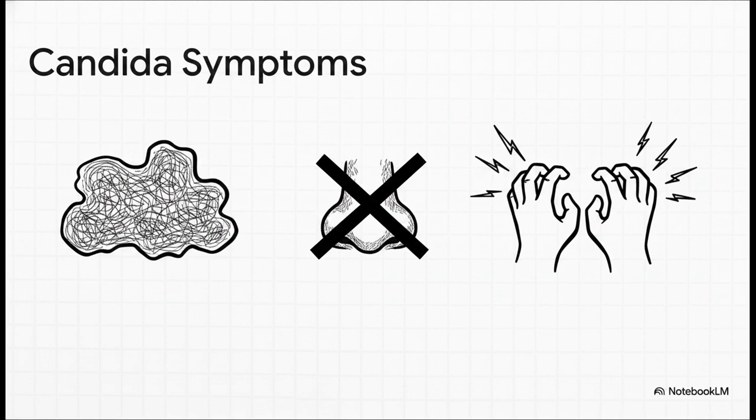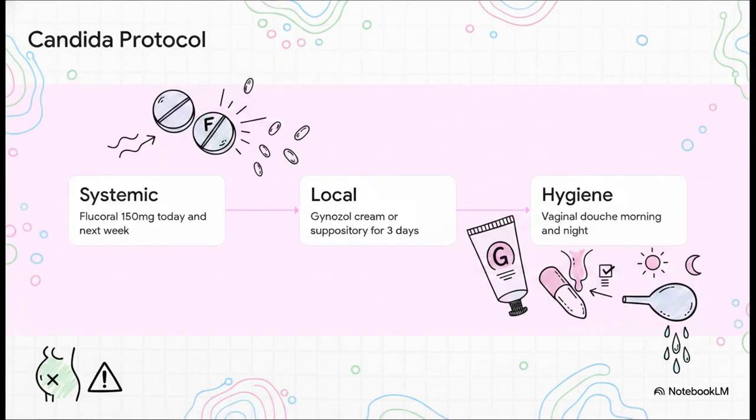I want you to anchor that sensory memory in your mind right now. Cheese-like and odorless. But the real hallmark symptom here, the thing that's actually driving the patient into your clinic, is intense, severe itching. Remember, a white, clumped discharge with severe itch, zero foul odor, and a normal pH under 4.5 points squarely at candidiasis. So how do we actually treat it?